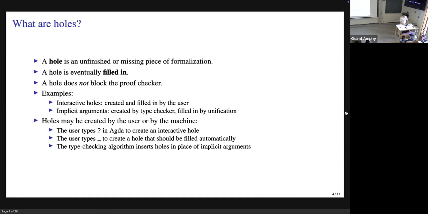Yes? You say insert all the implicit arguments during type checking. Don't you do that elaboration? Well, I mean, this is kind of a.